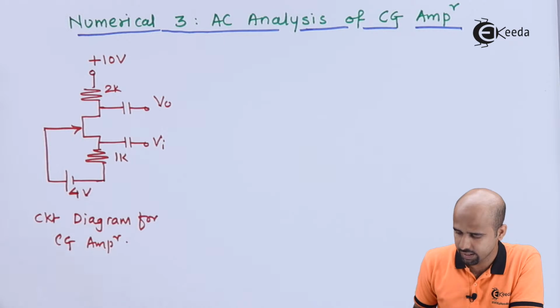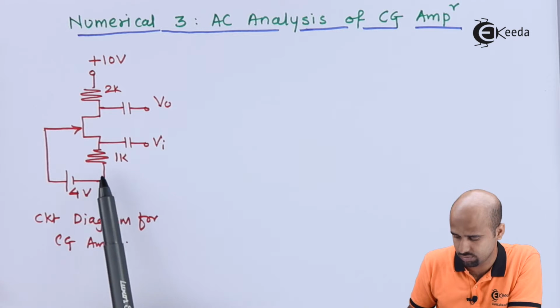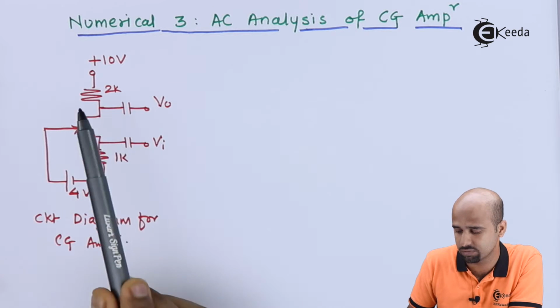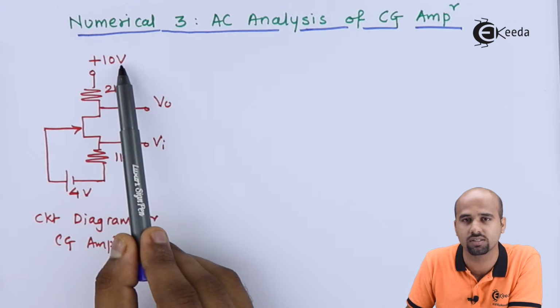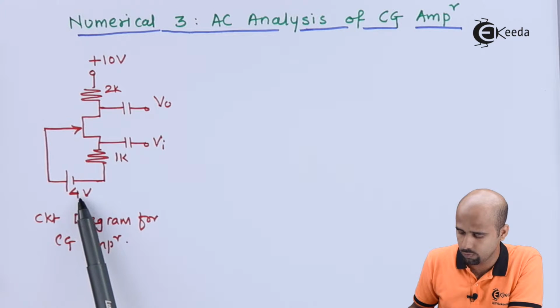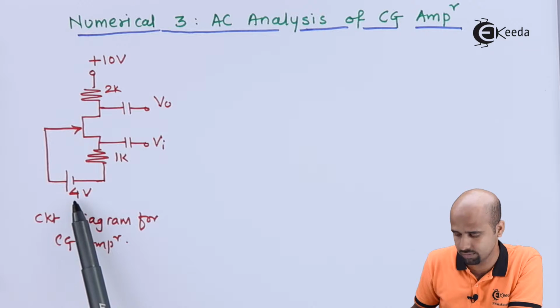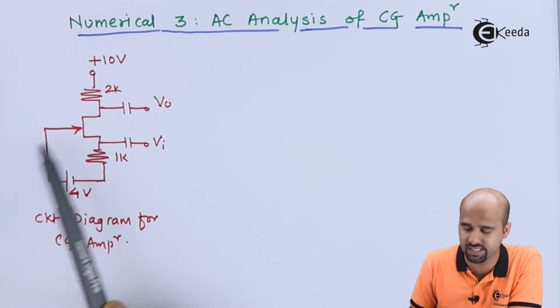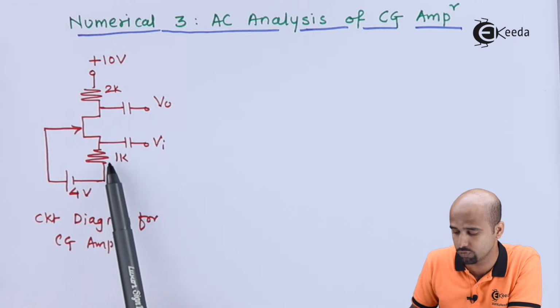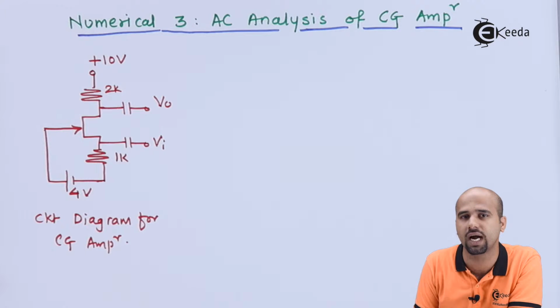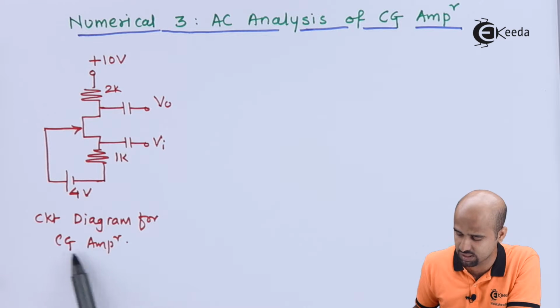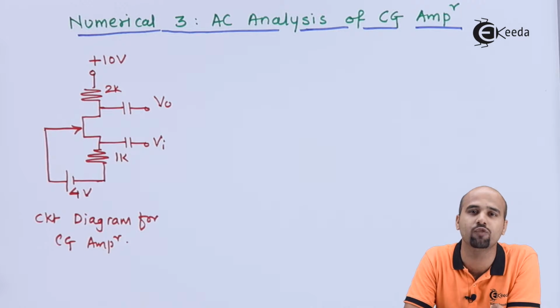See guys, circuit diagram is given over here in which 1K is your source resistance, 2K is your drain resistance, plus 10 volt is given as a drain bias voltage, 4 volt which is looking like 4 volt is given towards the gate side, but it is actually given minus 4 volts towards the source side, and gate is neither connected to output nor at the input side, and that is why we can say that this is the example of CG amplifier. Mind well guys, you have to identify in your examination which circuit is given.